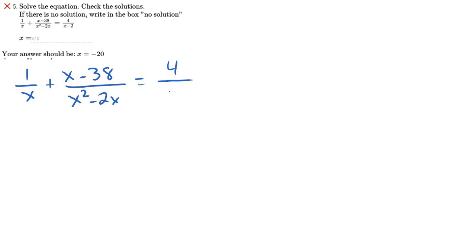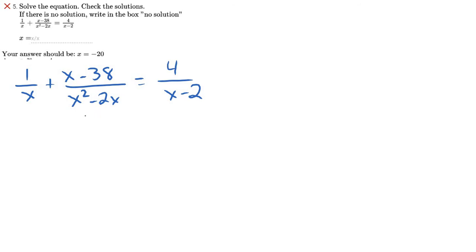Again, let me just rewrite down here. 1 over x plus x minus 38 over x squared minus 2x equals 4 over x minus 2. So this one, I don't see anything really obvious that I could combine. So let me show you another strategy. This is probably my favorite way to solve these actually. Identify the overall least common denominator, and then we're going to multiply that least common denominator through the whole thing, so by every term, and in one nice step we're going to wipe out all of our denominators, okay?